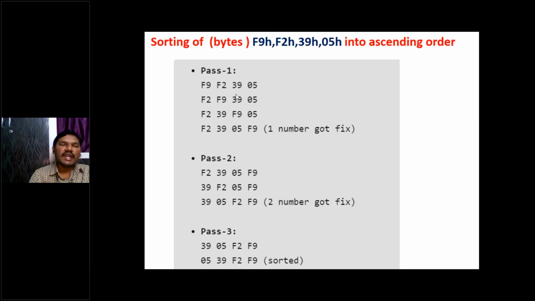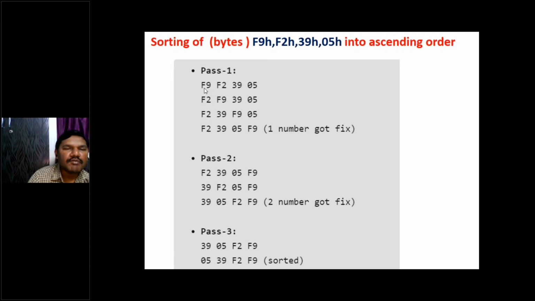Then this F9 is again compared with 39. Again F9 is greater than 39, so it is not satisfying the order. Then 39 comes here and F9 goes here. Now F9 is compared with 05. Again F9 is the larger value and 05 is the smaller value, so it will come to this position. This is what we call pass one. If I have 4 values, 3 passes; if I have 5 values, 4 passes, like that.